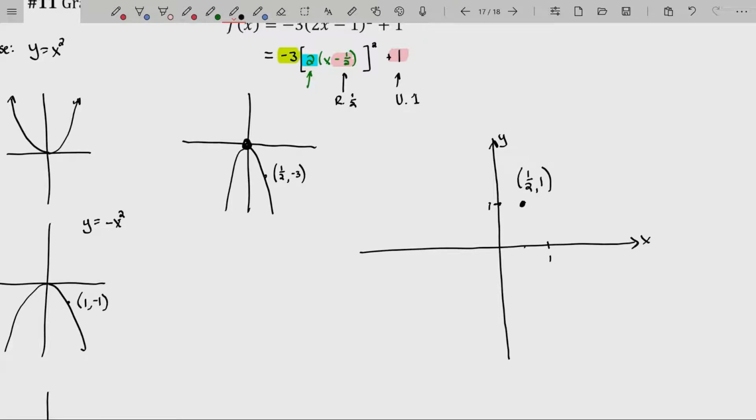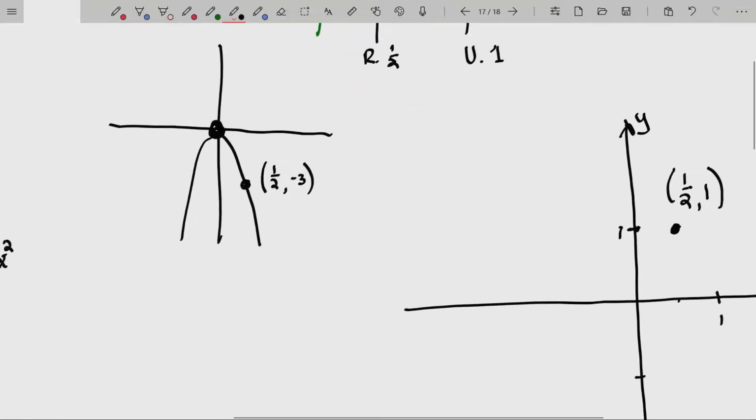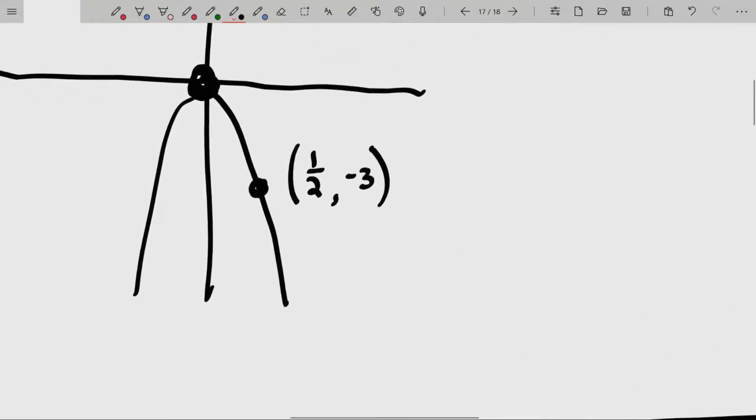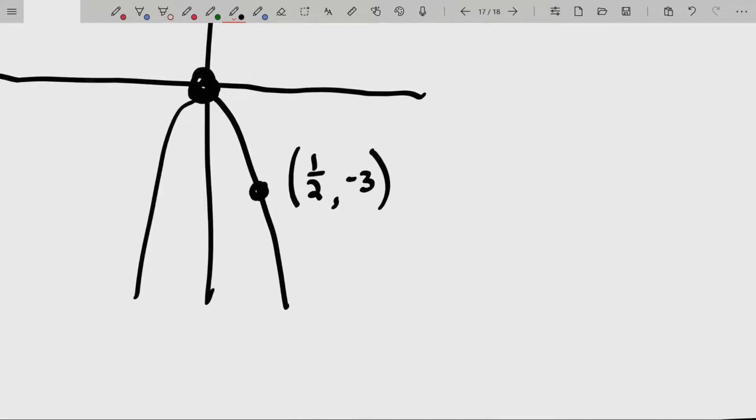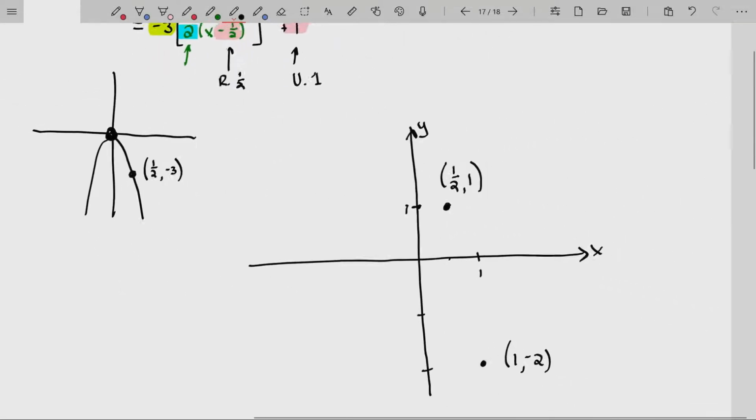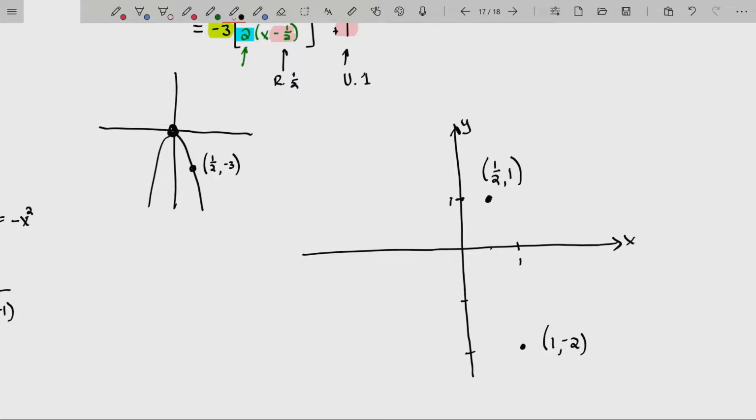So something like this. That's my new anchor point at 1/2, comma 1. I also know that this other point was also shifted to the right 1/2 unit. So now it's at 1. And the y value has been shifted up by 1 unit, which means the y value is at negative 2. So I will label that point 1, comma, negative 2. Again, you're just shifting everything to the right. So you add 1/2, because you're shifting everything to the right 1/2 unit. You add 1/2 to the x value, and you're shifting up by 1 unit. So that y value becomes a negative 2. You can actually just connect these points.